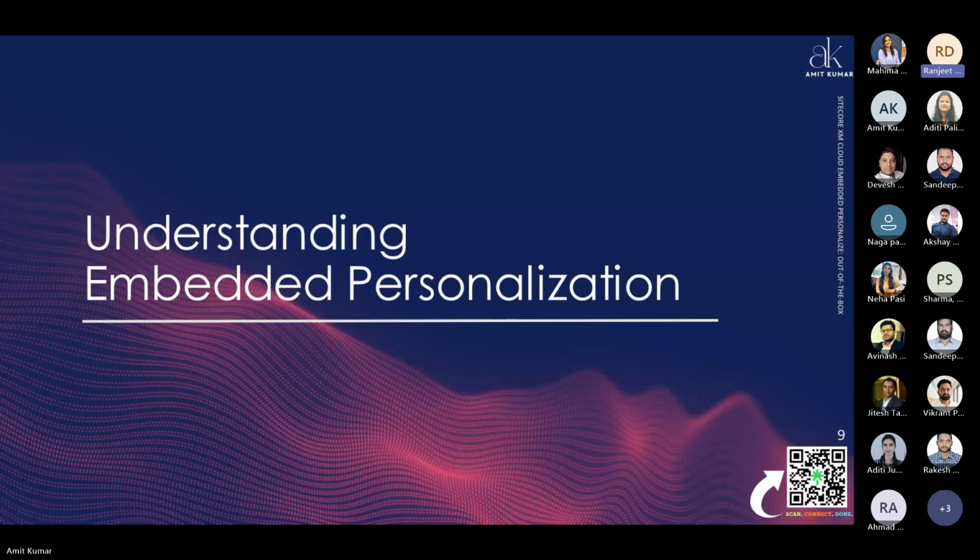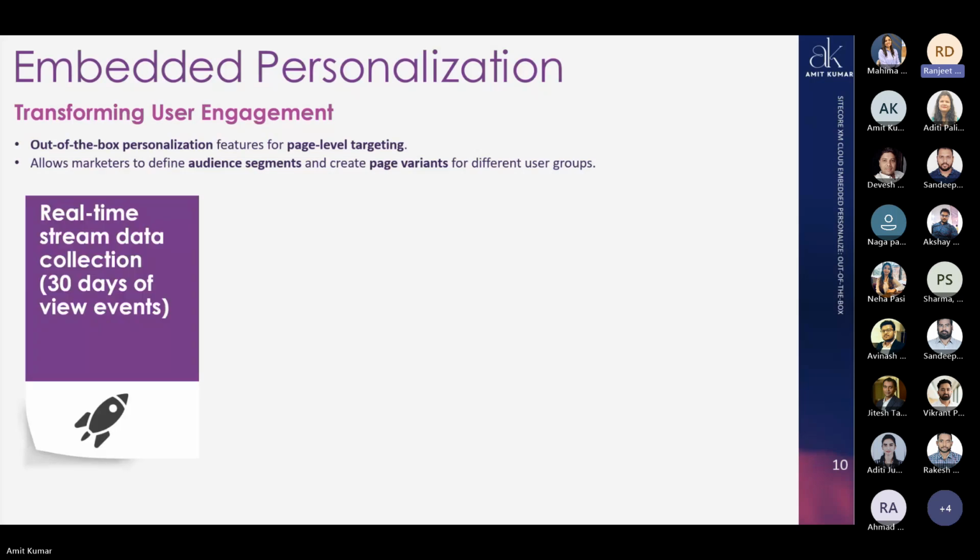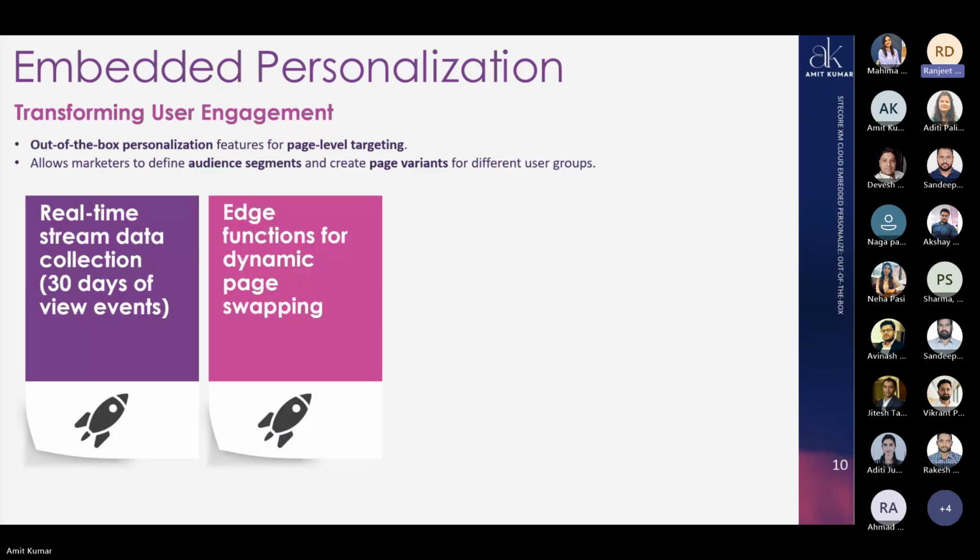So coming to the next part, that is understanding embedded personalization. For understanding embedded personalization, we need to check what personalization actually is. As I mentioned earlier, we can show different content for different users according to the personalization rules which we have predefined, or we can create custom rules also. It enables us to get real-time stream data collection.